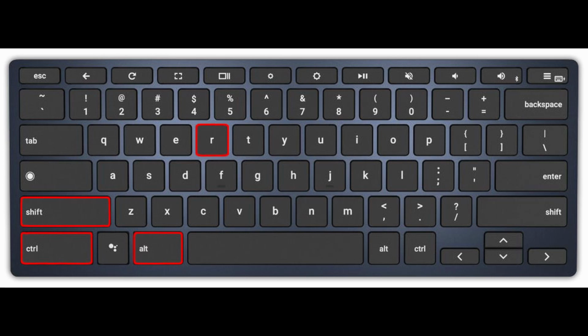Method 7. Reset Chromebook to factory settings. Sign out of your Chromebook. Now press and hold Ctrl-Alt-Shift-R and select Restart. Now select Powerwash and go to Continue. Sign in with your Google account when asked. Follow the instructions on the screen to complete the process.